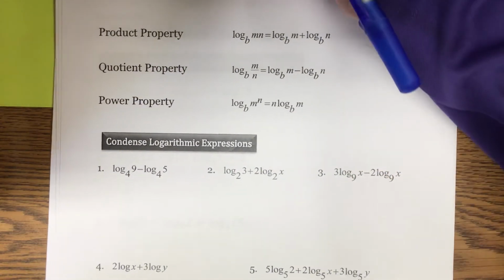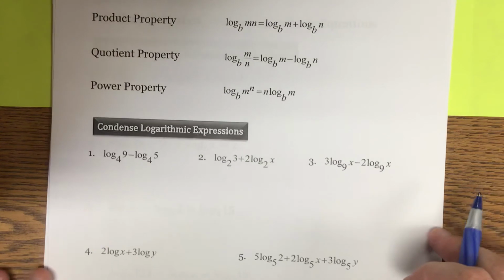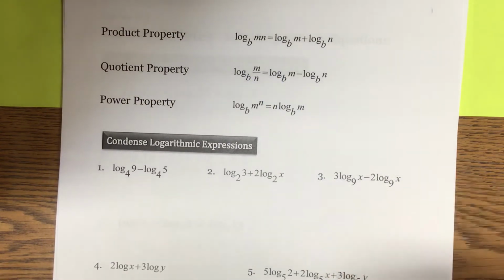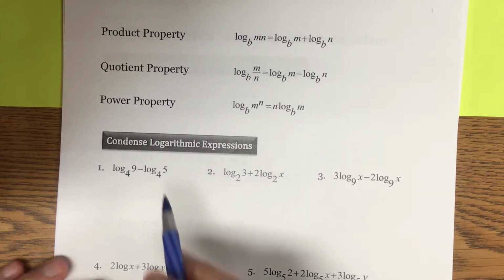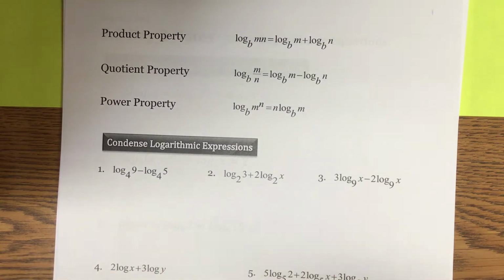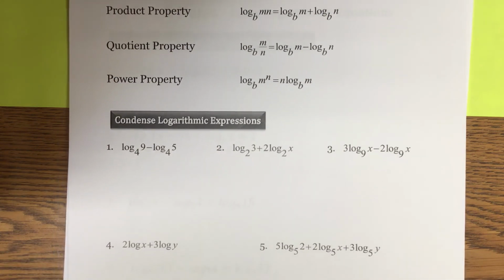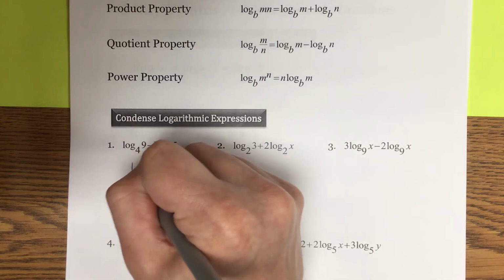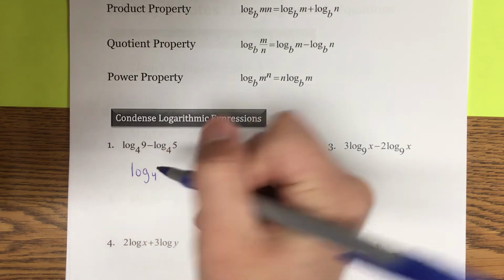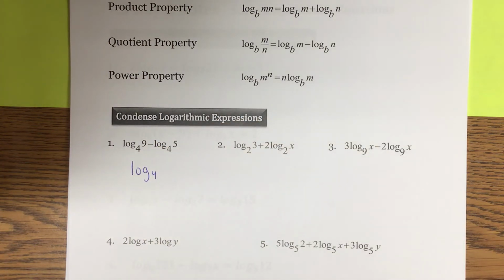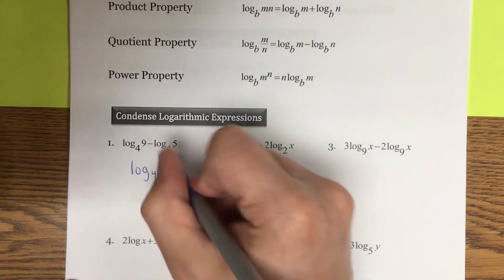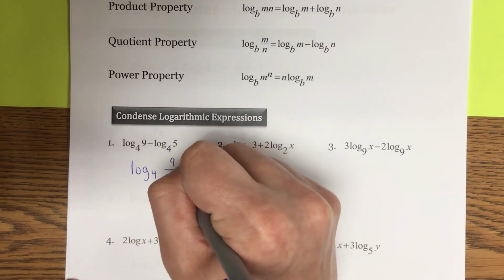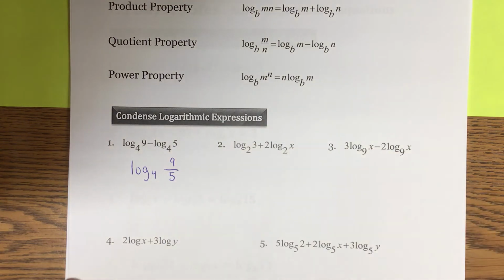So the power property, the quotient property, and the product property are relisted at the top for you. And so now what we're going to do is condense. Given multiple logarithms, we are going to try to condense them down to one. So for problem number 1, I'm going to write log base 4 once. And then I'm going to write the next part, that's subtraction, so that changes back to division, and that would be 9 divided by 5.